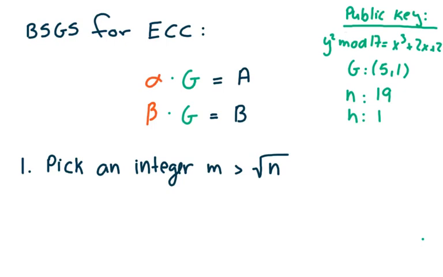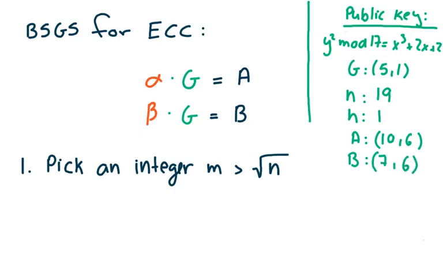Let's say that Eve is working with the following public key information. She knows that the equation of the elliptic curve is y squared mod 17 is equal to x cubed plus 2x plus 2. She knows that the generator point is (5, 1), that the order of G is 19, that the cofactor is 1, that A is (10, 6), and that B is (7, 6). Let's say that she chooses her integer m to equal 5. 5 is a valid value, since the square root of 19 is approximately 4.36, and 5 is an integer greater than that.